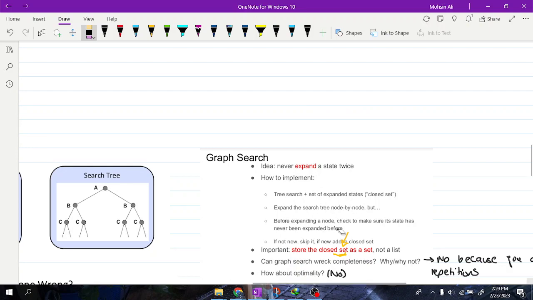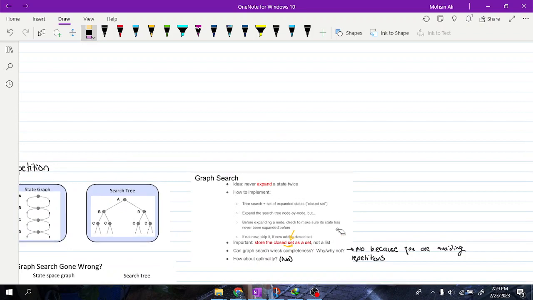Will this type of approach wreck completeness? Will it or will it not? Well, it won't, because since you're avoiding the repetitions, you're always going to be traversing that path in one way or another. What I mean by that is, let's say you had a goal after C, a goal of G, then after every C node there would be a goal G. So if you ignore the other nodes, it doesn't matter, because you would eventually get to the goal anyway. So no, it does not wreck completeness at all. Is it optimal?